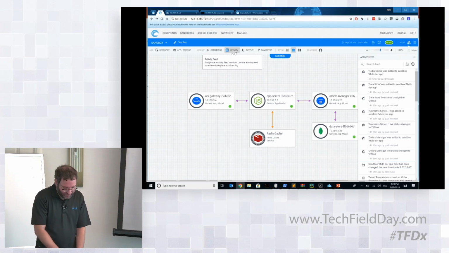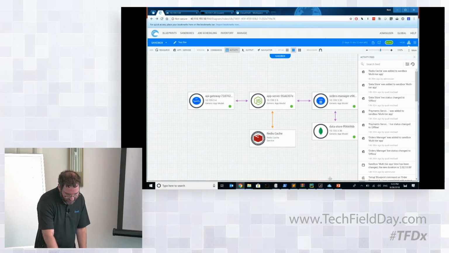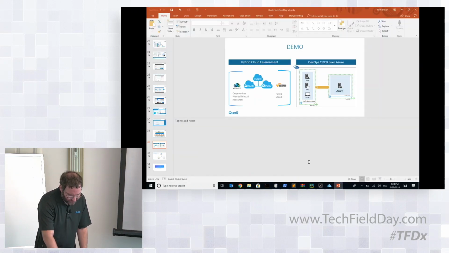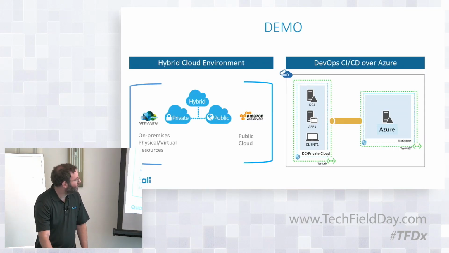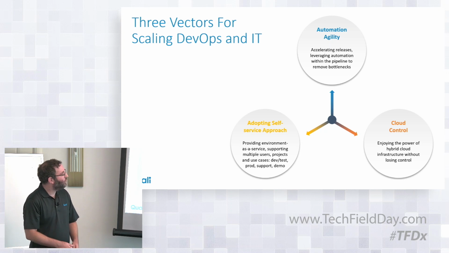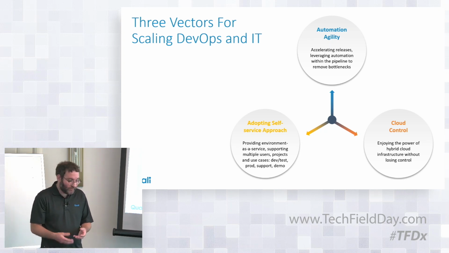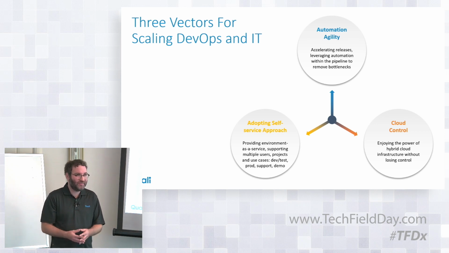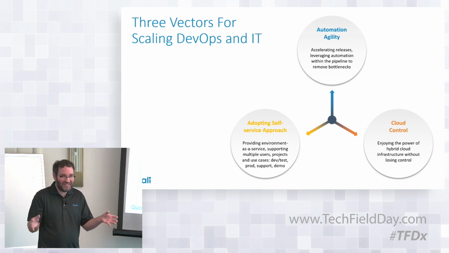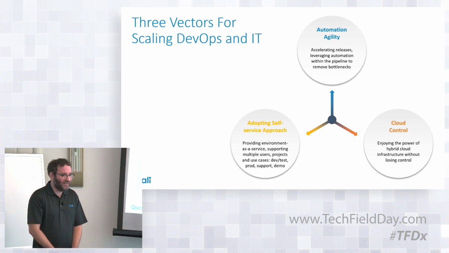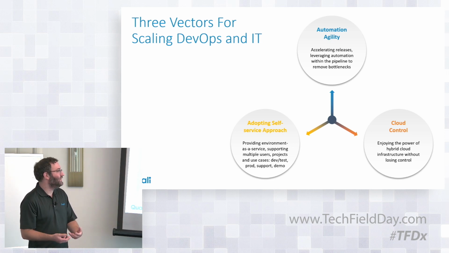So finally, to summarize, in my opinion, or at least from what I've seen working with many organizations, as DevOps starts scaling up, there are really three different vectors that are being worked on at the same time.